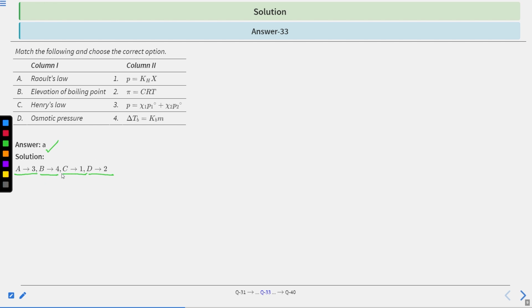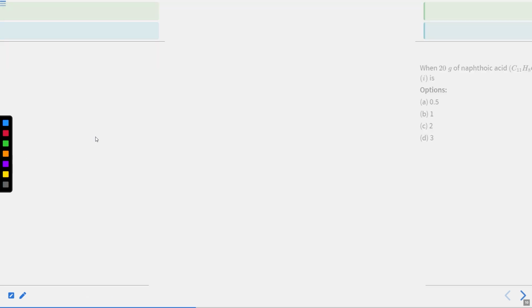B is connected to 4, that is elevation of boiling point is given by del TB equals to KBM. This is also correct. C is for 1, so Henry's law is P equals to KHX, where KH is the Henry's constant. And D is for 2, so osmotic pressure pi equals to CRT. Hence, A option is the correct option. Every column first is correctly matching with the column second, right? Okay. So let's move to next question.